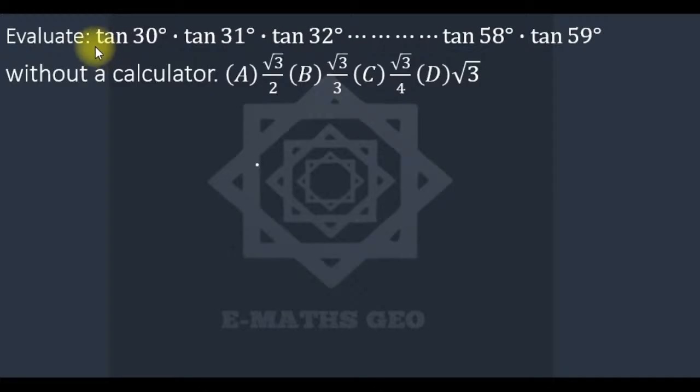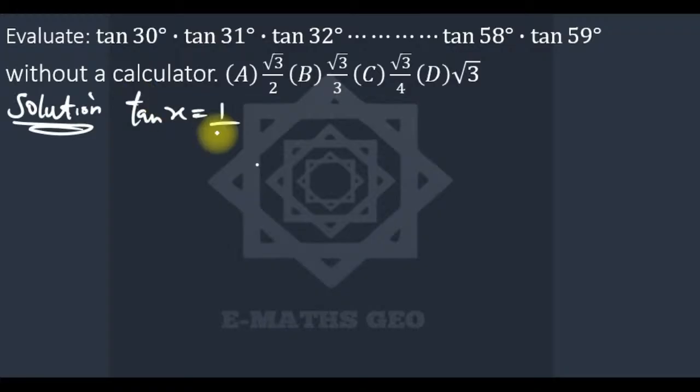We're asked to evaluate the product of tan 30, 31, 32 till tan 59 without a calculator. Looking at the question, it looks funny: how can we solve this without a calculator? But you can do that. We know from our reciprocal identity, tan x is 1 over cot x, since cot x is 1 over tan x.